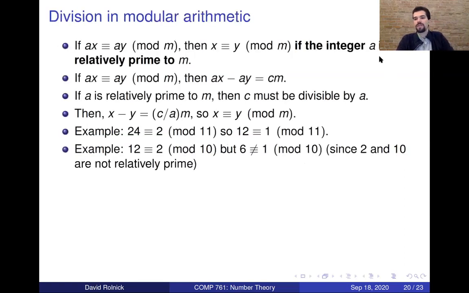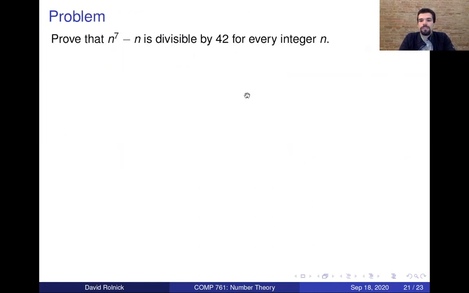Any questions about this? And then we will solve the problem at the start of lecture. Okay. Prove that n to the 7 minus n is divisible by 42 for every integer n.